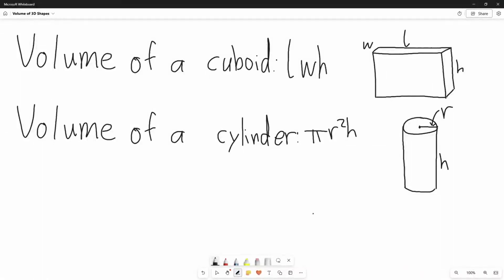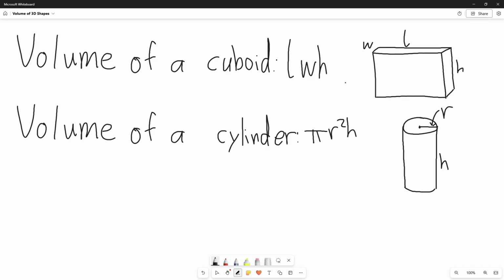To find the volume of a cuboid, which is a type of prism, use the formula V equals L times W times H, where L is the length, W is the width, and H is the height. So a cuboid is like a rectangular prism. You can tell by the name, and the length, width, and height are just the three different side lengths or edge lengths of the prism.